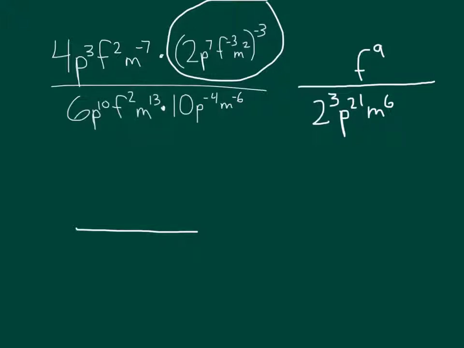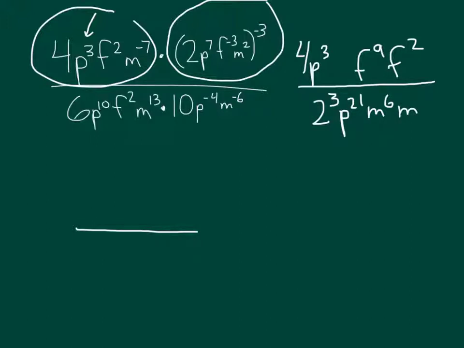I'm going to go back through now and do this second part here. Okay, remember this third power doesn't go to the 4. The 4 is a coefficient. That third power only goes to the p. So we're going to leave that 4, the p to the third, the f to the second, which will eventually combine with that f to the 9th, and then m to the negative 7th is going to go to the bottom, because once again, a negative power makes something go either from top to bottom or bottom to top. It becomes a positive 7 down there at the bottom.